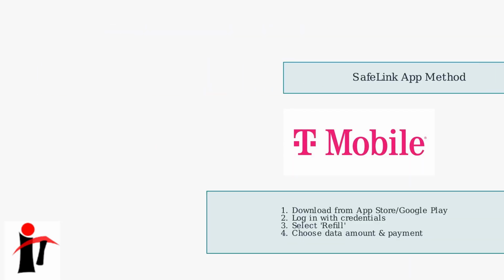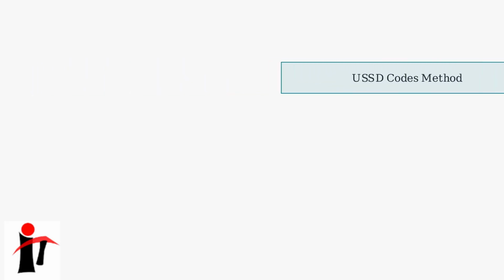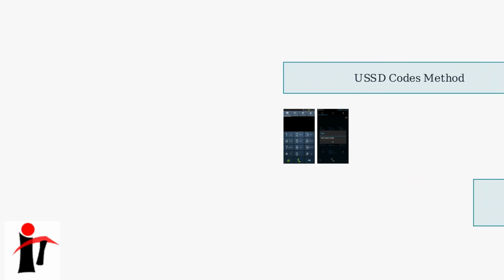First, the SafeLink app. Download it from the App Store or Google Play, log in, and select Refill. Choose your desired data amount and payment method. For USSD codes, dial 611 for customer service or use plan-specific codes like 288 SHAC for data refill prompts.